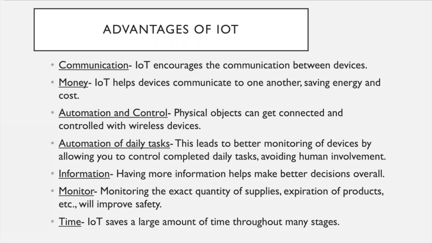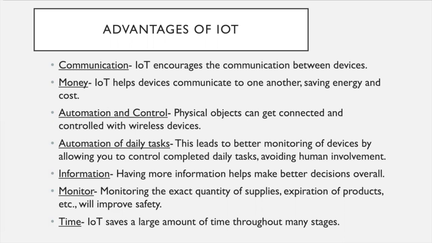Automation and control. Physical objects can get connected and controlled with wireless devices. Without human intervention, the machines are able to communicate with each other, leading to faster and timely output. Automation of daily tasks. This leads to better monitoring of devices by allowing you to control the completed daily tasks, avoiding human involvement. It also leads to consistency in the tasks. It can also maintain the quality of service.